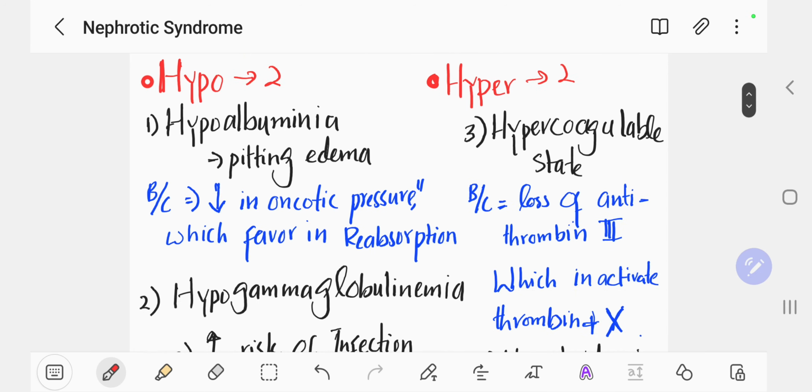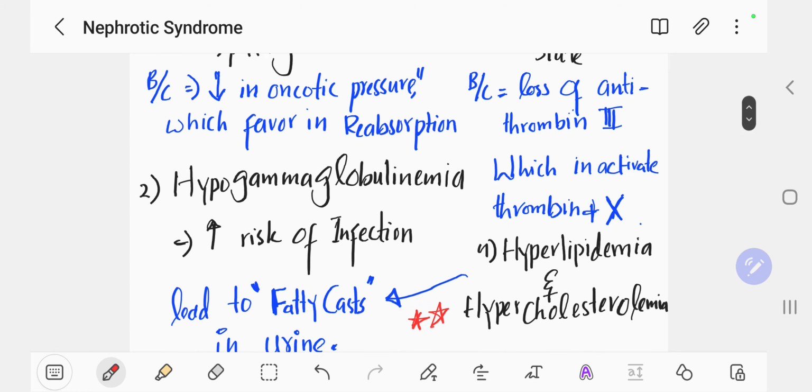So okay, the first one is hypoalbuminemia. When there is a low level of albumin, it will lead to a decrease in oncotic pressure. So what is oncotic pressure? Oncotic pressure is the pressure which favors reabsorption. So when there is a decrease in reabsorption, it will lead the capillaries to leak. When the capillaries leak, it will cause pitting edema. So be careful and remember that in nephrotic syndrome there will be pitting edema.